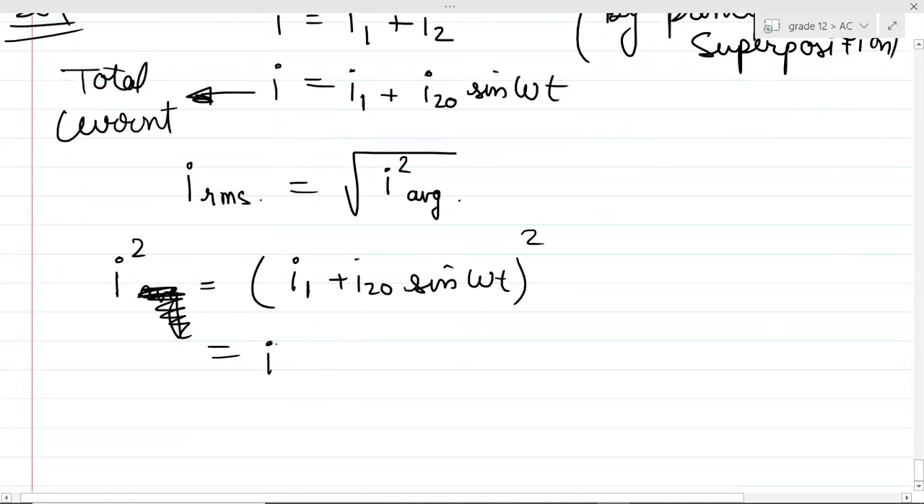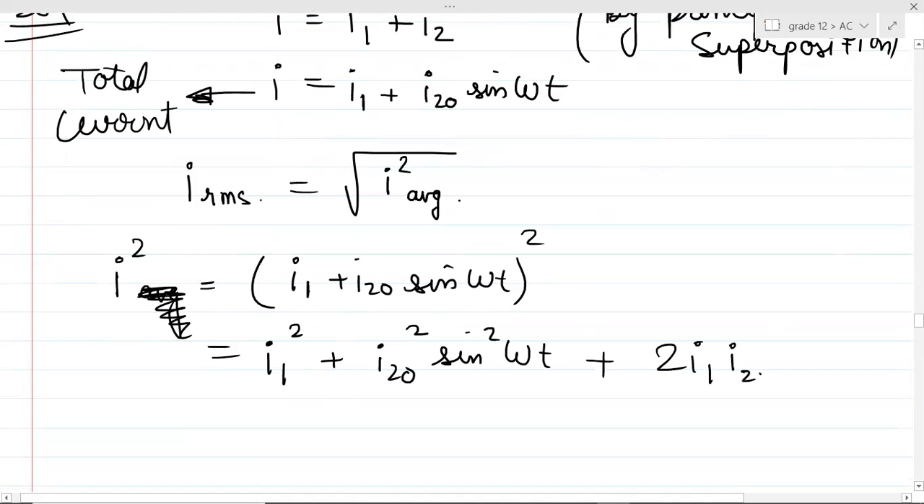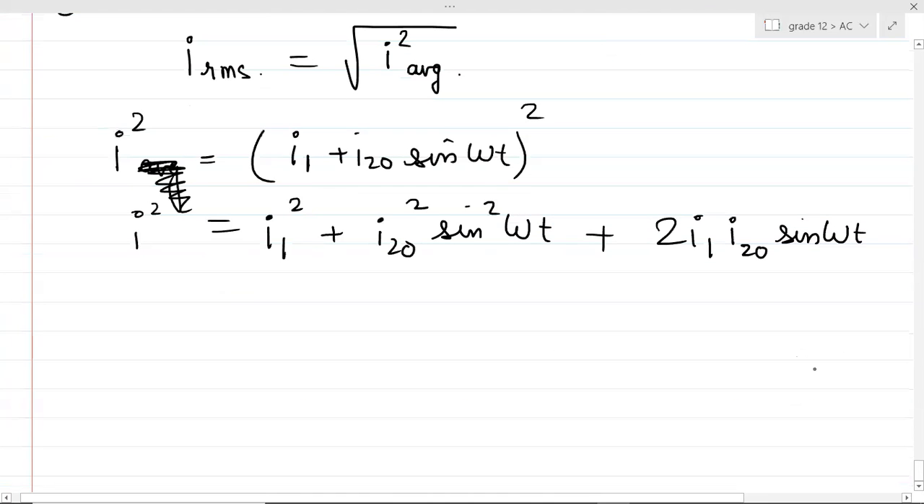So I can write it as I1 square plus I2 naught square sine square omega t plus twice of I1 into I2 naught sine omega t. Can I write it like this? Guys, can I write the I square directly like this? Yes or no? Yes, sir. Can you see that this function contains three different functions?